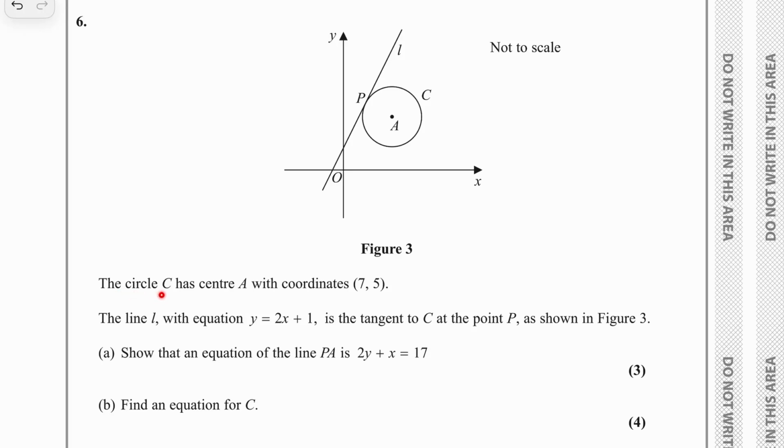We're given that the circle C has centre A with coordinates 7, 5, and that the line L with the equation y = 2x + 1 is a tangent to the circle at the point P as shown in figure 3. So here's the point P. We need to show that the equation of the line PA, so this line here, is 2y + x = 17. So I'm going to begin by labelling what I know on the diagram.